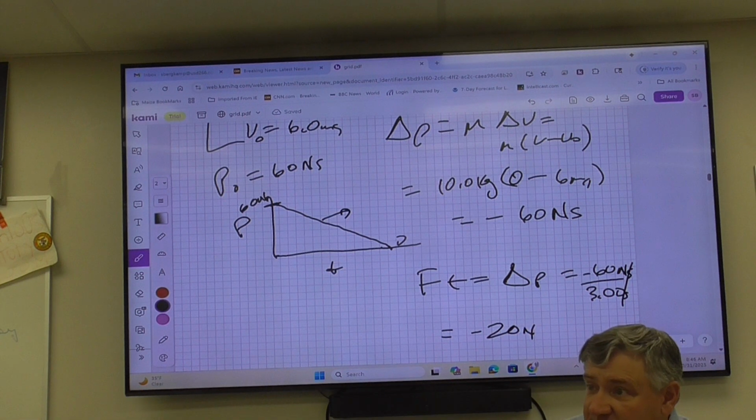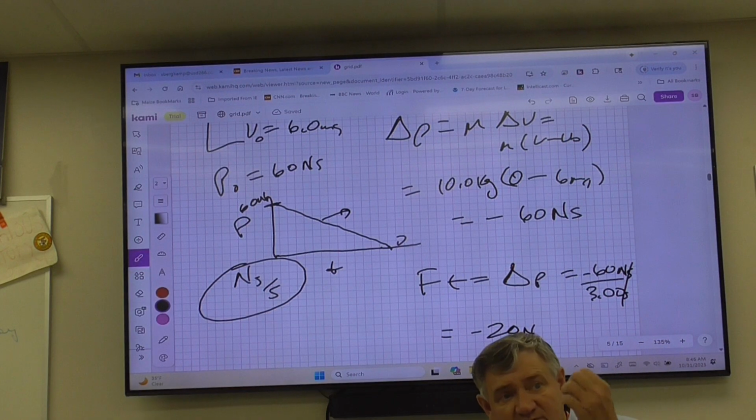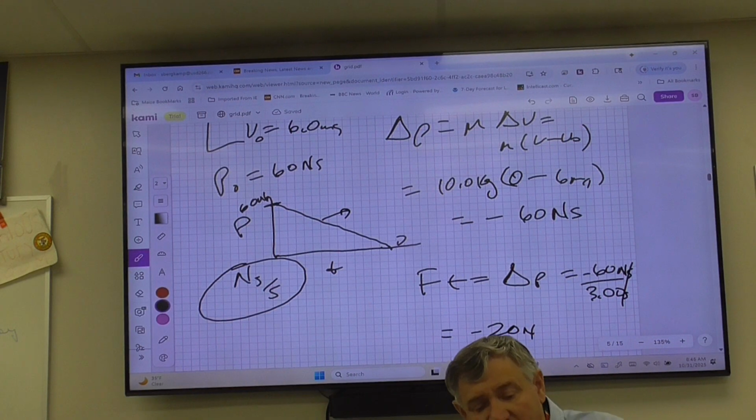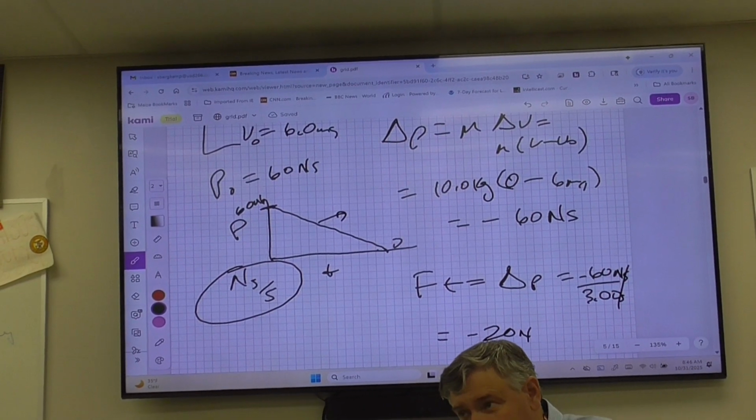Because it's a rate function, okay? So if I look at this and the seconds cancel out, that's going to give me the slope of that line, negative 20 newtons. So if this is newtons per second, if you look at this in terms of newton seconds per second, we're saying that the momentum is changing negative 20 newton seconds per second.